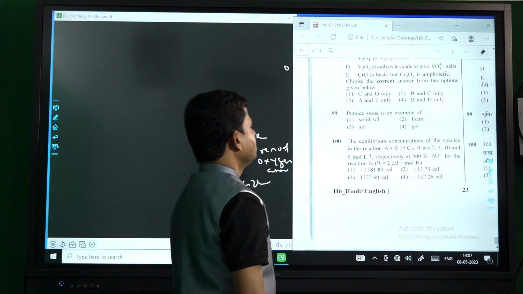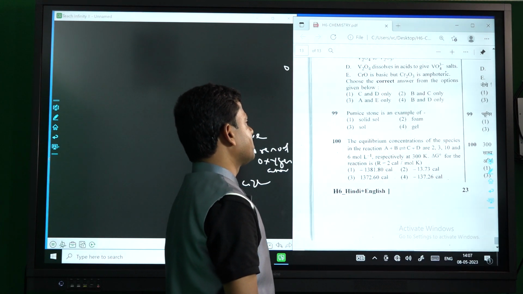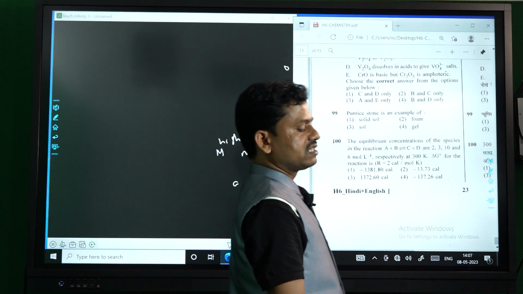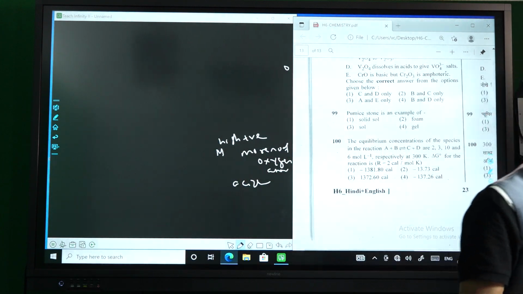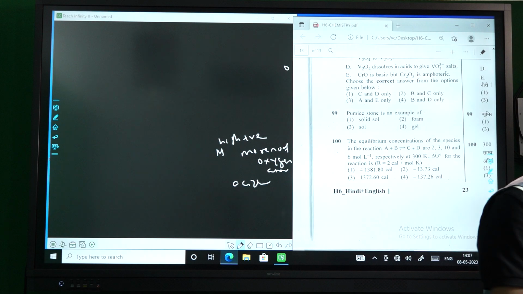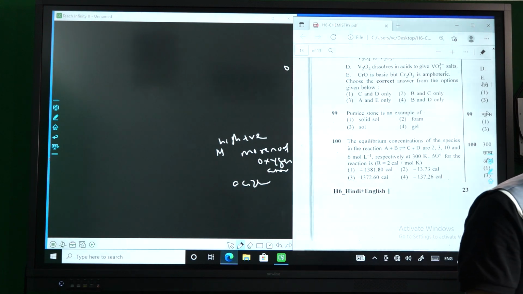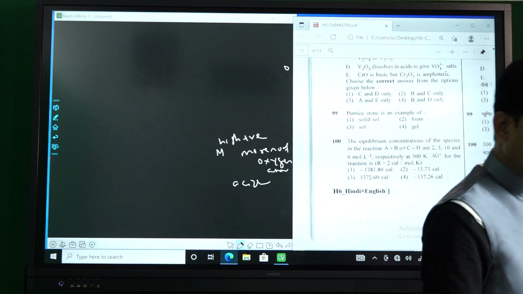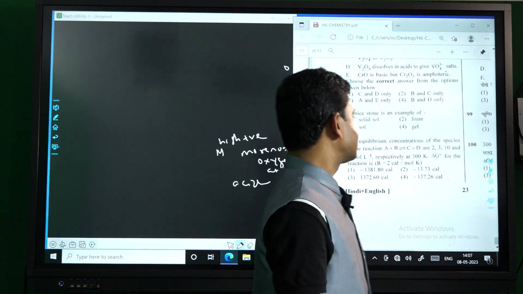Question number 99. The pumice stone is an example of a solid sol. Yes, that is a good question. Pumice stone: here the dispersion medium is solid, but the dispersed phase is gas.